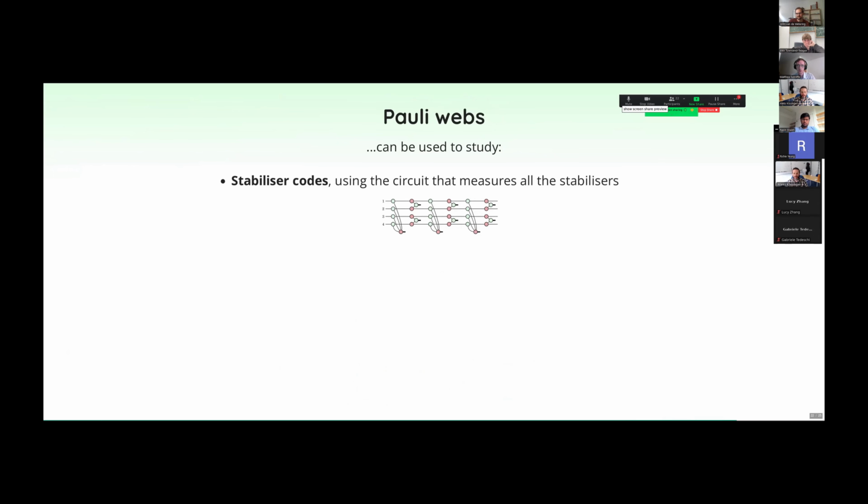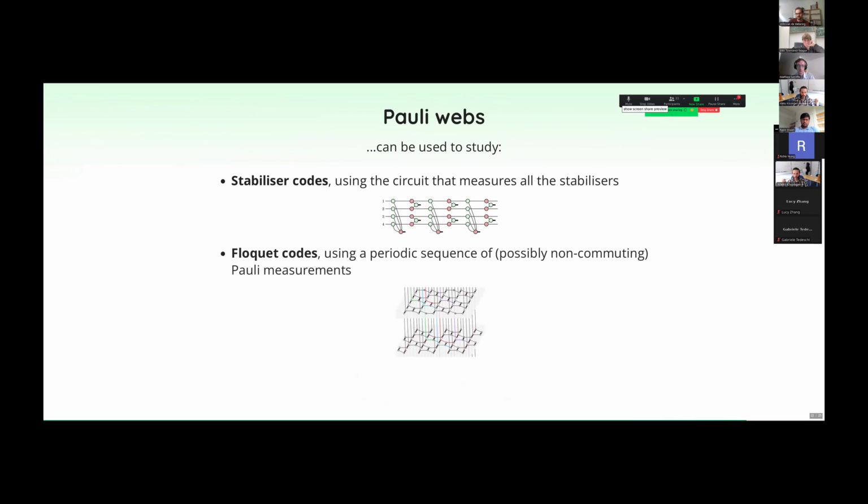And they can be used to study, well, normal stabilizer codes, just using the circuit which measures the stabilizers. Floquet codes, which are based on measurement schedules. So it's like a periodic sequence of measurements that can be non-commutative. So here the code space is changing all the time. And you could also have more general codes where we just kind of do stuff and we see what kinds of properties this has. So you can define general notions of code distance, start to reason about that.